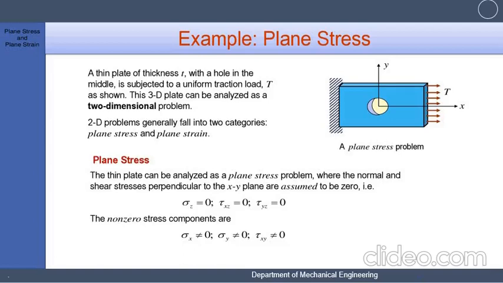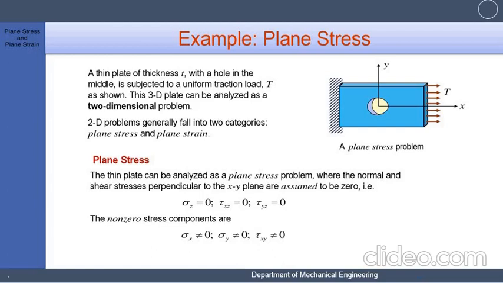Hello students, today we will start our third unit. So the first topic is plane stress. A thin plate of thickness t with a hole in the middle is subjected to uniform tractional load. This 3D plate can be analyzed as a two-dimensional problem.